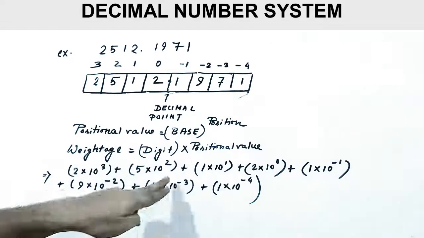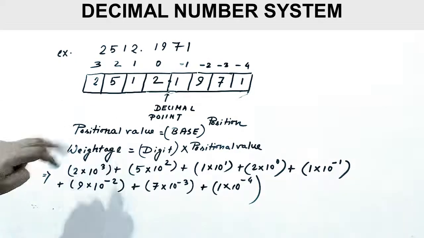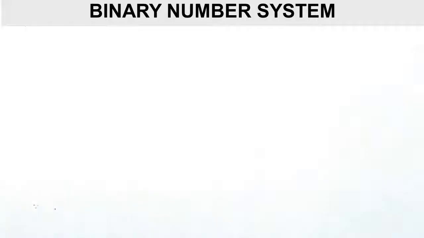So the decimal representation will be the sum of the weightage of each individual digit. And what is the weightage? Digit into positional value. What is the positional value? Base to the power of position. You can take a note of this, because it is very essential when you want to convert a number from any number system to the decimal number system.